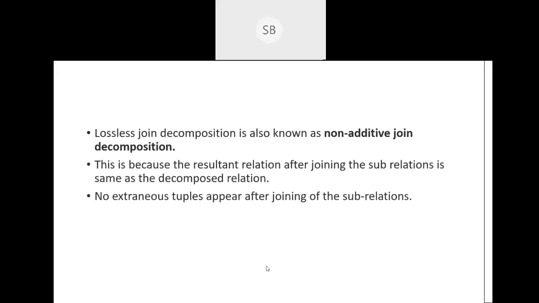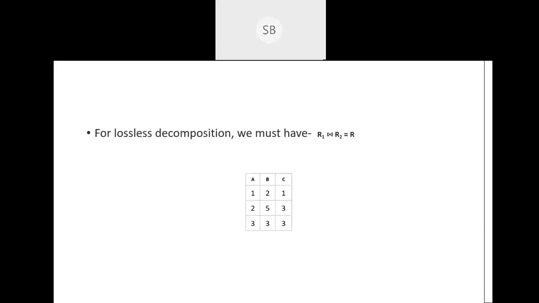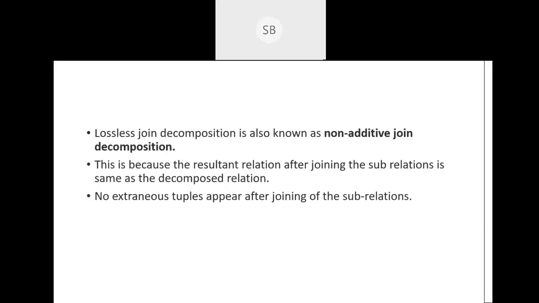Now, why is it called non-additive? Because the resultant relation after joining the subrelations is the same as the decomposed relation. See, these are the two tables we have decomposed into, right? If we join these two tables, we are getting the original table. So that is why it is known as non-additive. No additional rows have been added. No extraneous tuples appear after joining the subrelations. So that is why it is known as non-additive.